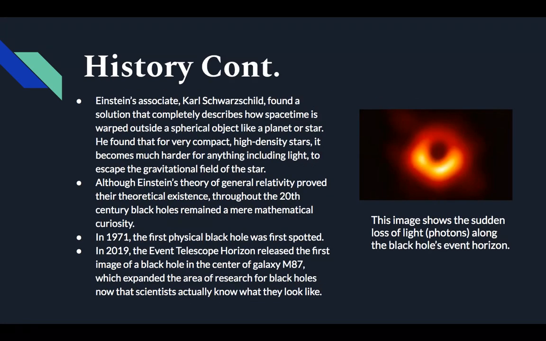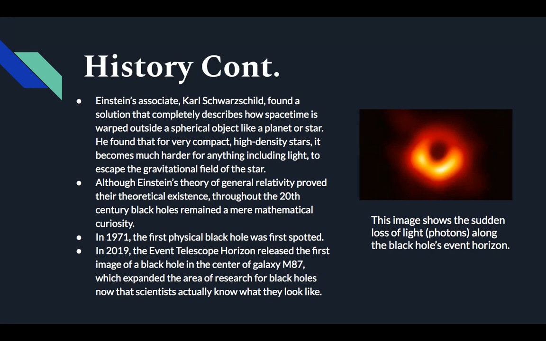Einstein's associate, Karl Schwarzschild, found a solution that completely describes how space-time is warped outside a spherical object like a planet or star. He found that for very compact, high-density stars, it becomes much harder for anything, including light, to escape the gravitational field of the star. Although Einstein's general relativity proved their theoretical existence, throughout the 20th century, black holes remained a mere mathematical curiosity. But in 1971, the first physical black hole was spotted.